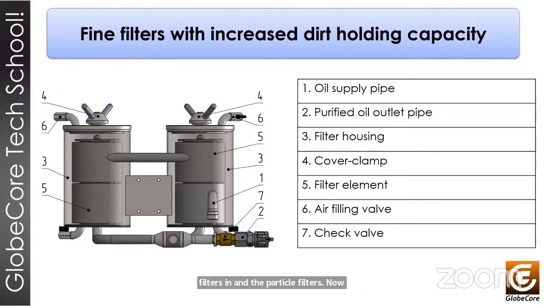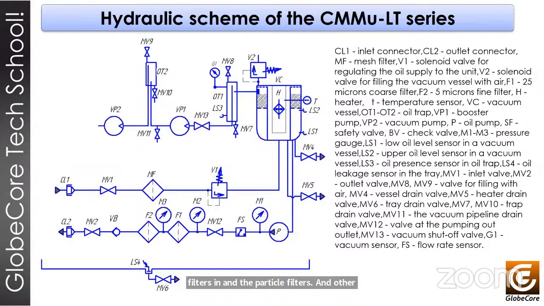Other important things we have is the hydraulic schematic of the machine. This is the schematic of the CMM ULT series. The principal difference you will find with the CMM LT is the presence of two vacuum pumps. You can see here vacuum pump number 1 and vacuum pump number 2, where vacuum pump 2 is a main pump, and this is a booster that will increase the level of vacuum inside the vacuum chamber. And we can see the different positions of the different components.